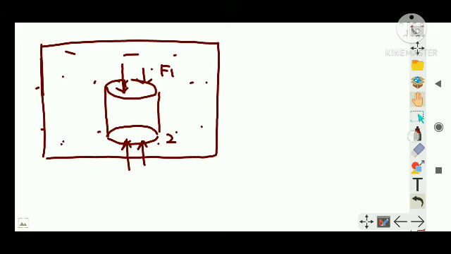So at the top section, that is F1, can be written as pressure into area. Let's say the pressure at the top face is P1. So I will say P1 into A, and this is downward in direction, right? P1 is the pressure at the top face. Similarly, I can write F2 is equal to P2 into A. That will be from down to up, right? And P2 is the pressure at the bottom surface.